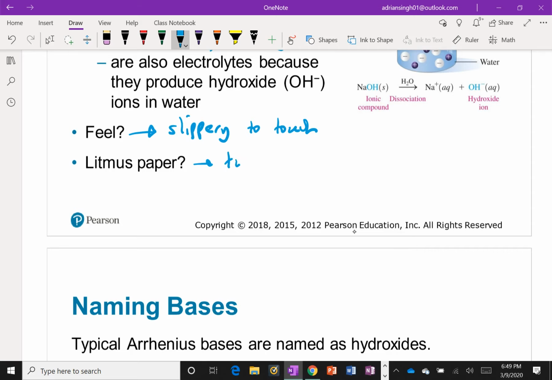And then in terms of litmus paper, very different also than acids. Bases turn litmus. So we said B for base, B for bitter, B for blue. So bases turn litmus blue.